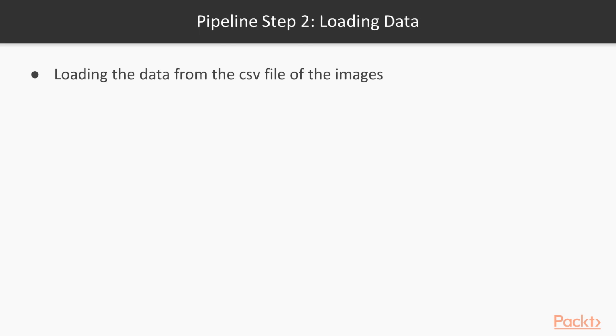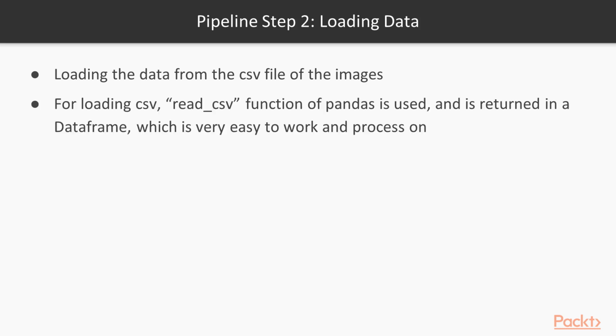Step 2 of the pipeline is loading data. As I said, the data can be either a CSV file or maybe an image or maybe text. For loading CSV, pandas provides a function called read_csv, and it returns the data frame, which is very easy to work on, and you can apply a number of data manipulations on the data frame to achieve great insights about the data.